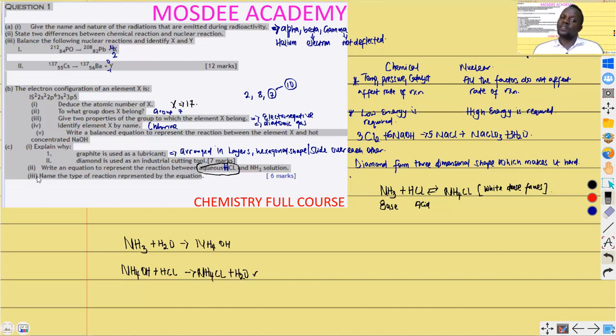So that is that. And the last question, we are to name the type of reaction represented by the equation. So basically, the equation here is neutralization. As you know, neutralization is a reaction between acid and base. But if you are going with this reaction, this is just a direct combination reaction. Direct combination.